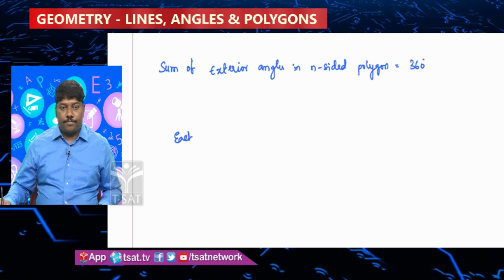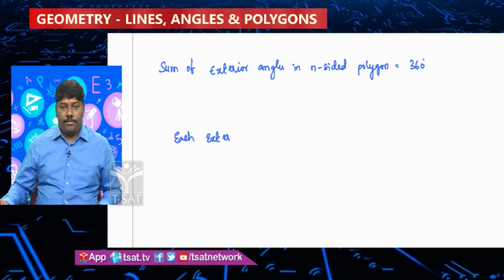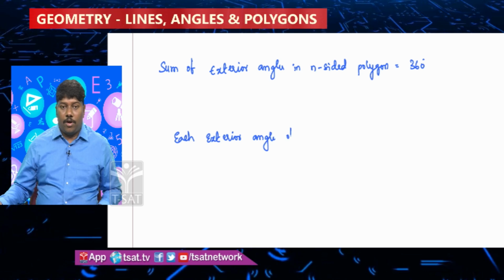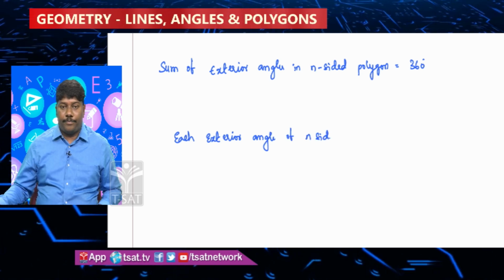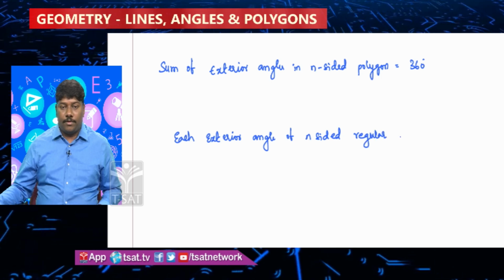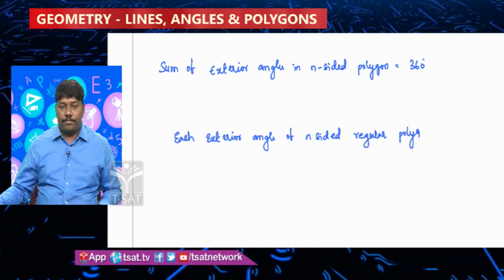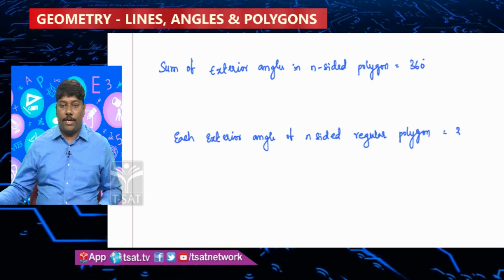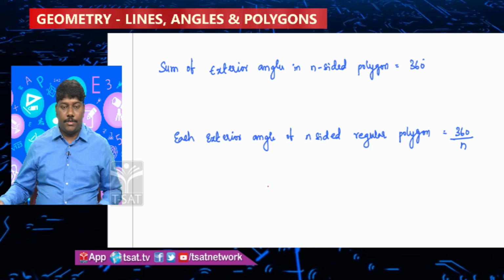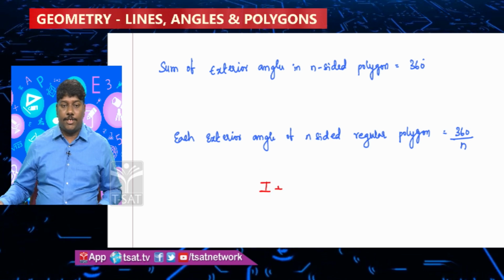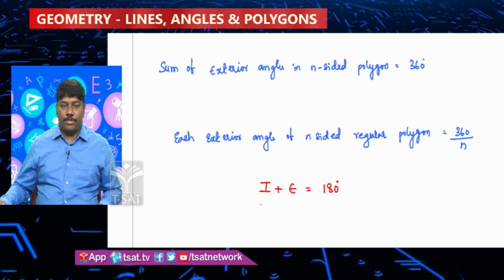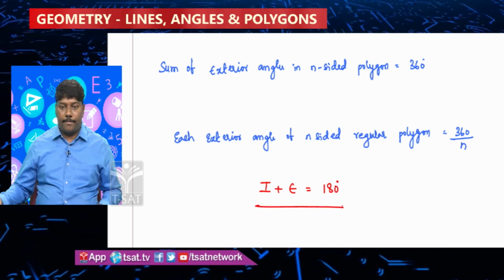Each exterior angle of an n-sided polygon, it must be regular, otherwise you can't find out. Regular polygon is equal to 360 degrees divided by n. And one more thing we know is each interior plus each exterior is always 180, it forms a linear pair. Remember that.